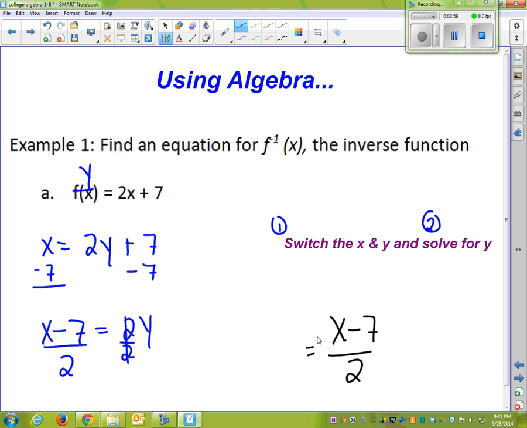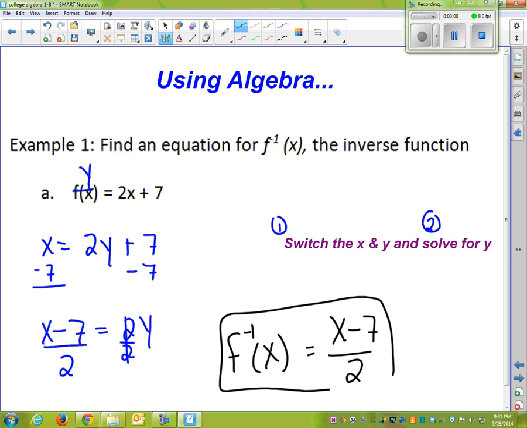And so that I know this was an inverse function, I write it as f of -1 of x, f inverse of x. Got it? No problems. Let's try letter B.